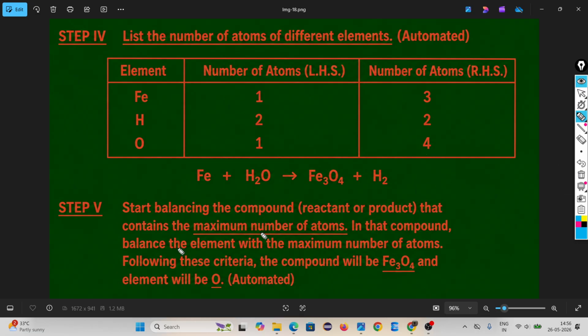Then start balancing the compound, reactant or product, that contains the maximum number of atoms. You can start the balancing from any side, but the condition is that it should contain the maximum number of atoms. Here iron 1, hydrogen 2, oxygen 1, total 3. Here iron 3 and oxygen 4, total 7. Hydrogen 2. Which compound has the highest number of atoms? This one.